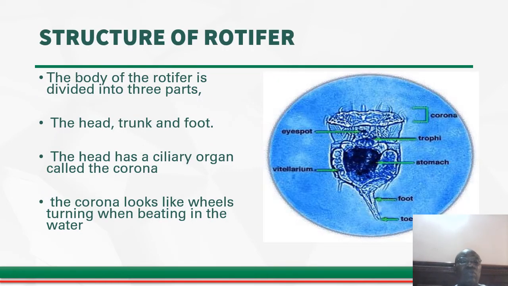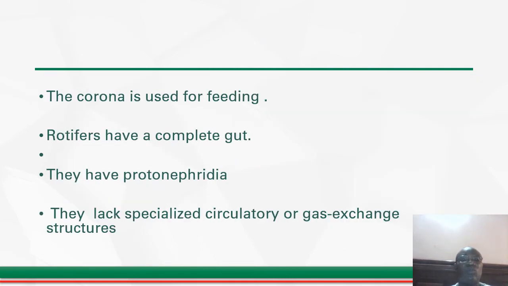The structure of rotifers is usually divided into three parts, as you can see in the diagram on the right hand side of this slide: the head, the trunk, and the foot. The head has a ciliary organ, and we call this ciliary organ the corona. The corona looks like a crown, or like a turning wheel when beaten in the water. This corona is also used for feeding in the rotifer.